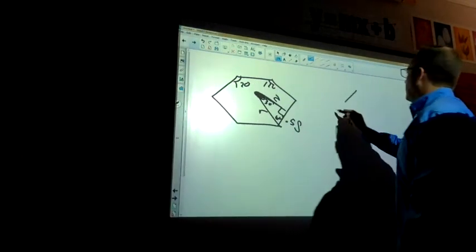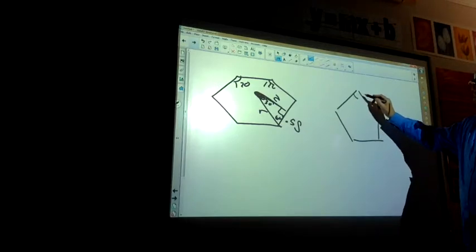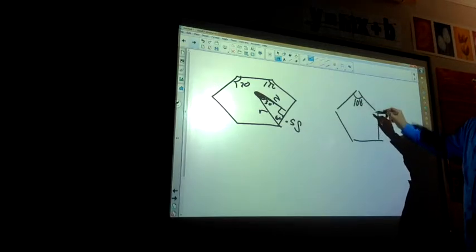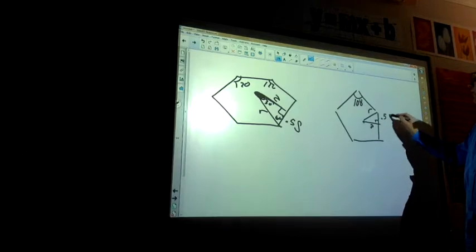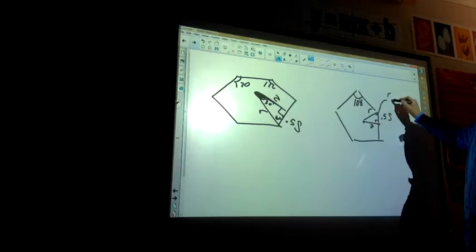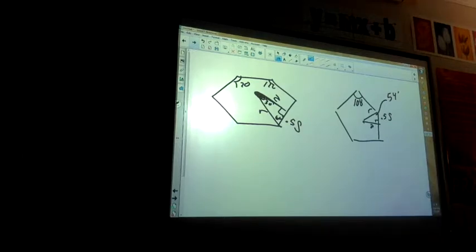If you have a pentagon, this is a 108-degree angle. If I did my apothem, radius, and 0.5s, this angle here is 54 degrees. So again, n minus 2 times 180 divided by n. We've used it a lot.